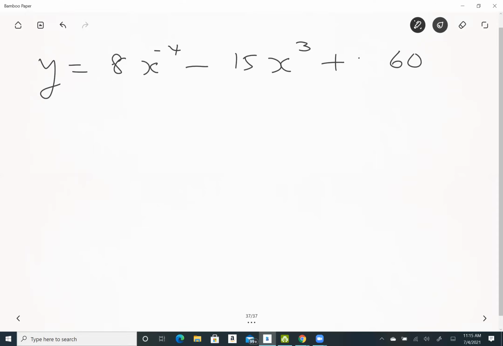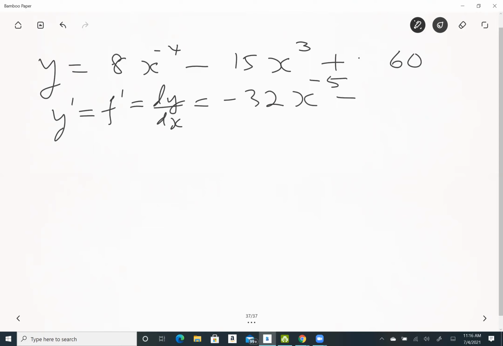So the first derivative, y prime equal to f prime. I just do this because I want to show the different notation, but you don't have to. You just write y prime, or dy/dx. What is the first derivative? Tell me. -32x to the power of -5 minus 45x squared. Now that's a function.